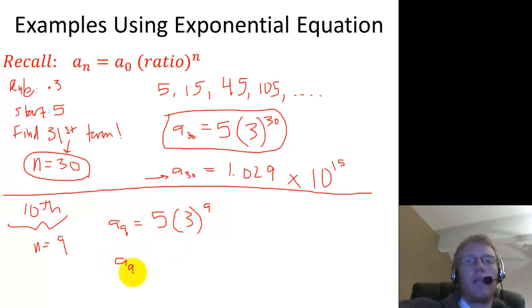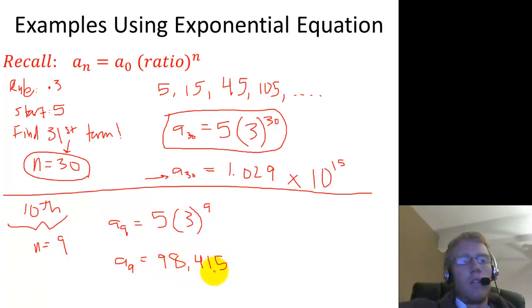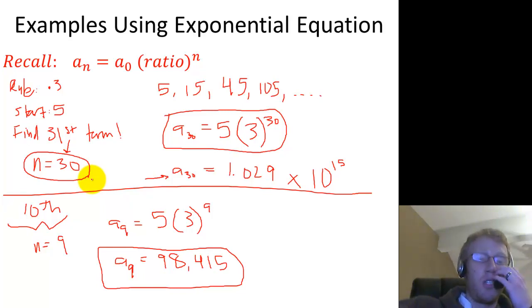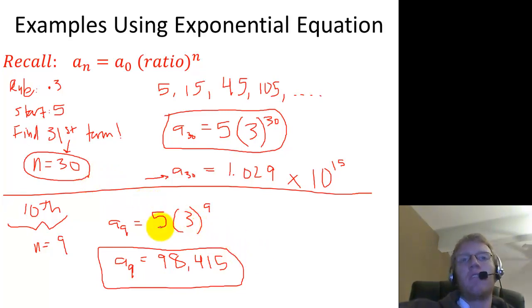So a sub 9, which is actually the 10th term in the sequence, so take this calculator again, 3 raised to the 9th power, okay, and then times that by 5, because that's your starting value, and here I get 98,415. So the numbers grow really quickly. That's also something you should notice or recognize when you have exponential equations. Even if you start small like 5 and you have a small rate of growth like 3, if you go to the 9th power, this number is getting really, really big.